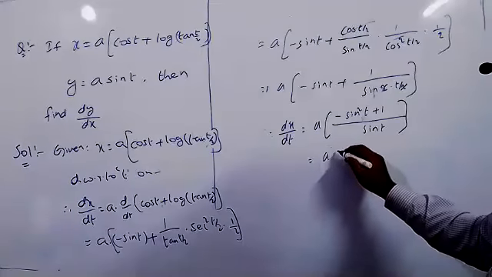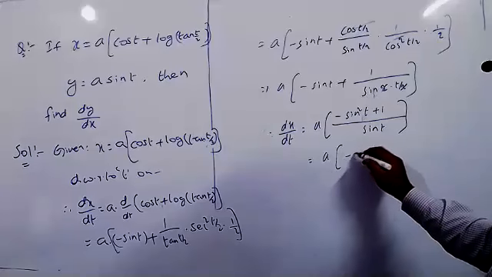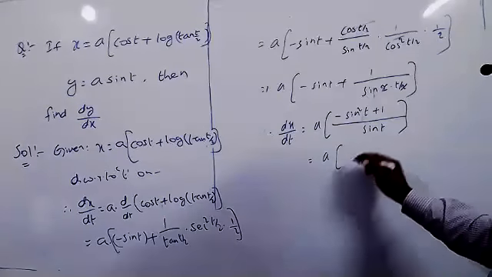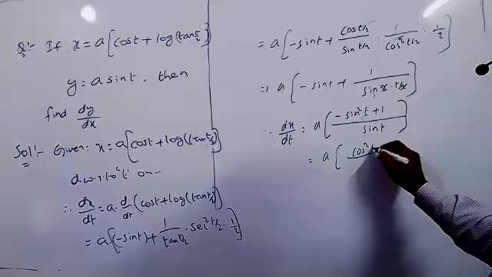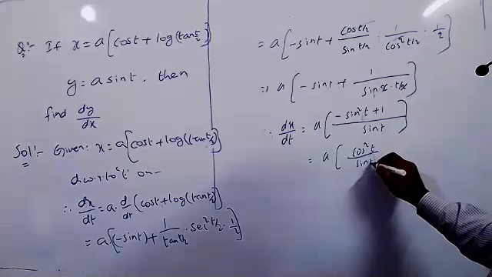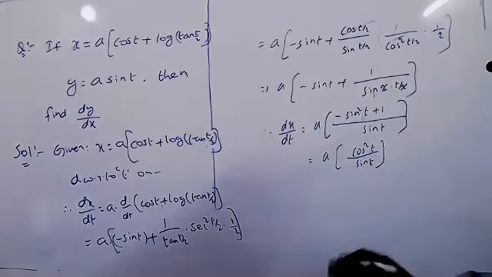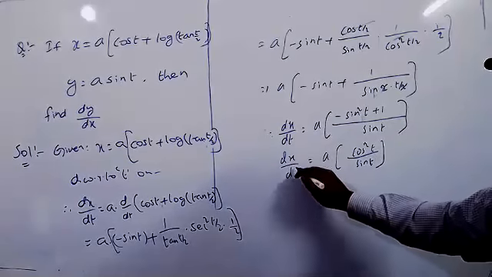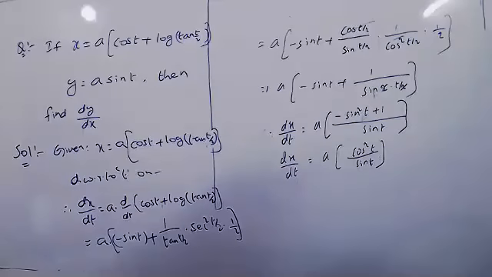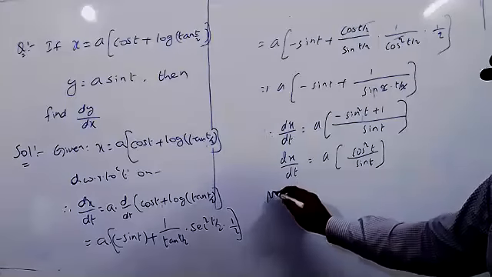So write clearly that one is a into minus cos square t whole by sin t. That only you can leave. This is the value of dx by dt. If you want, you can take the first equation now.